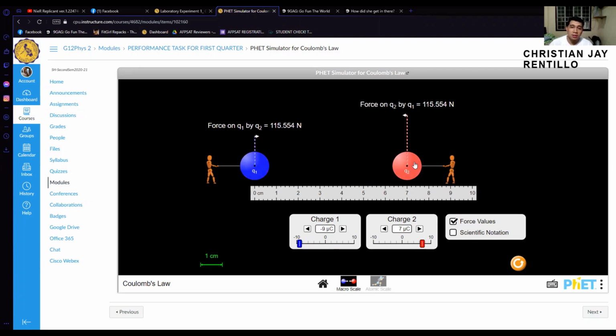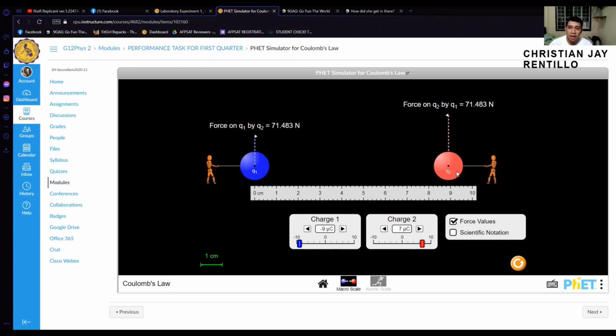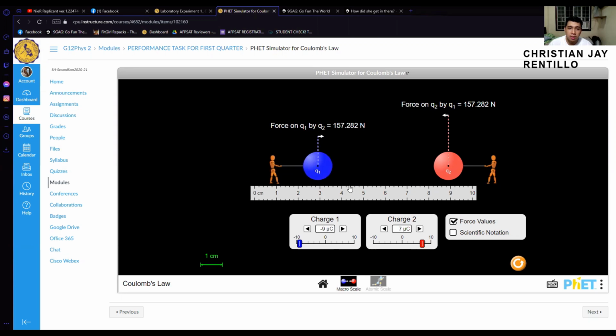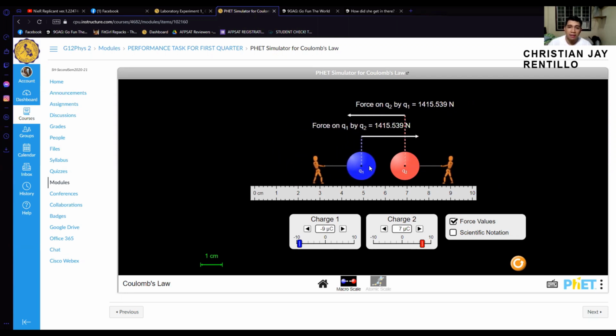So for the distance, we're gonna place Q1 at 9 centimeters, while Q2 at 1 centimeter, bringing us the value of 88.471 N. Now for the next distance, we're gonna place Q1 at 3 centimeters and Q2 at 7 centimeters, bringing us the value of 353.885 N. For the next distance, we're gonna place Q1 at 5 centimeters, bringing us to 1,415.539 N.